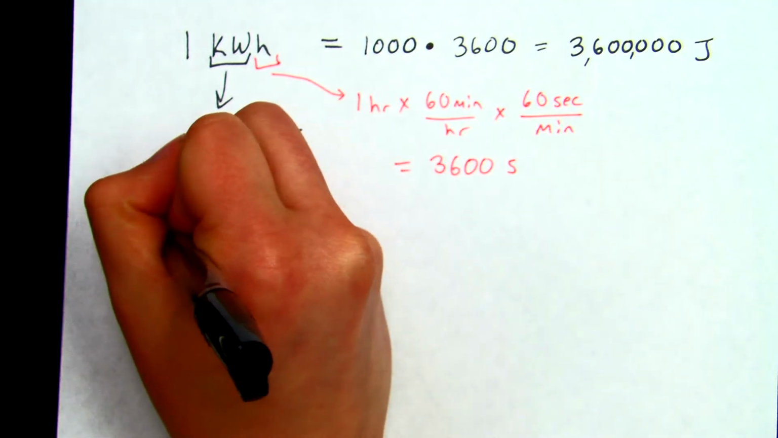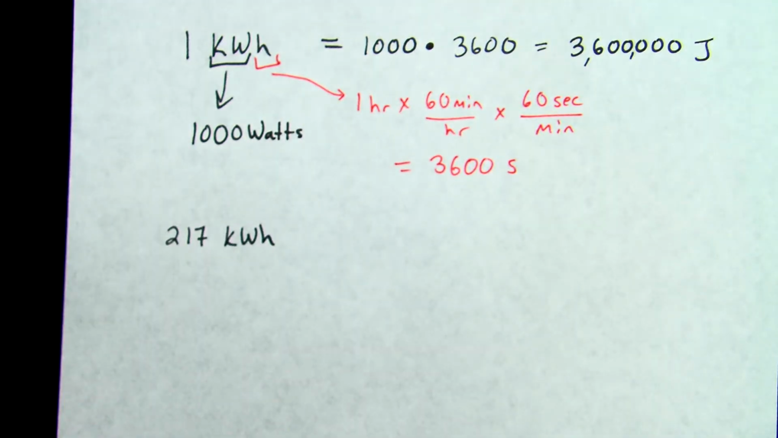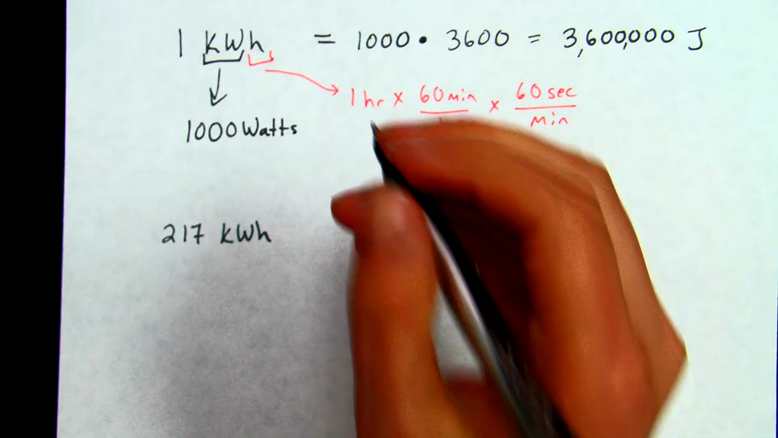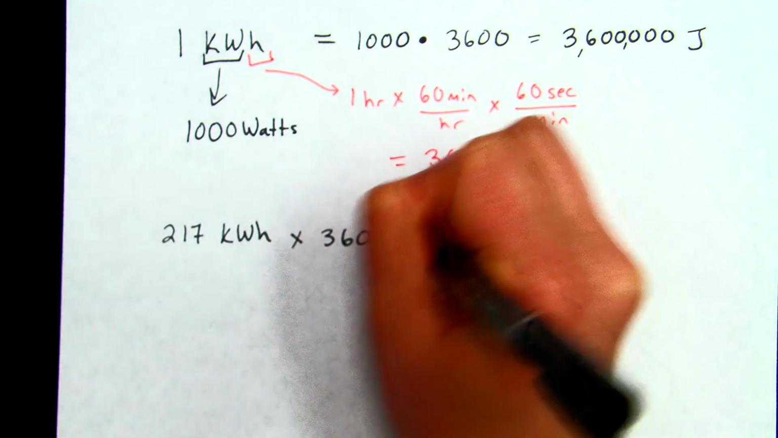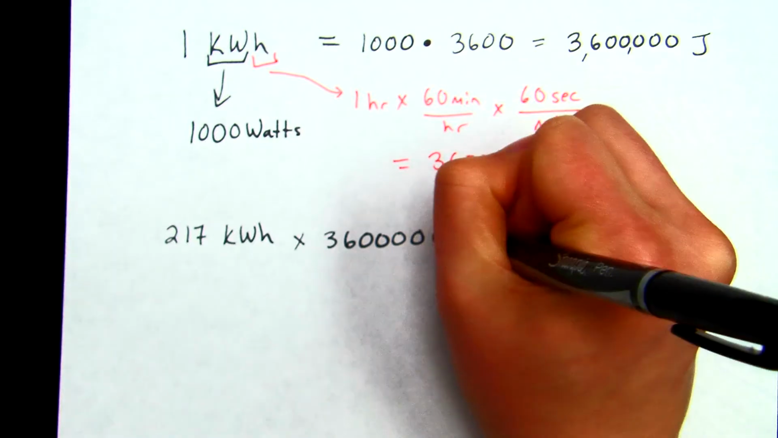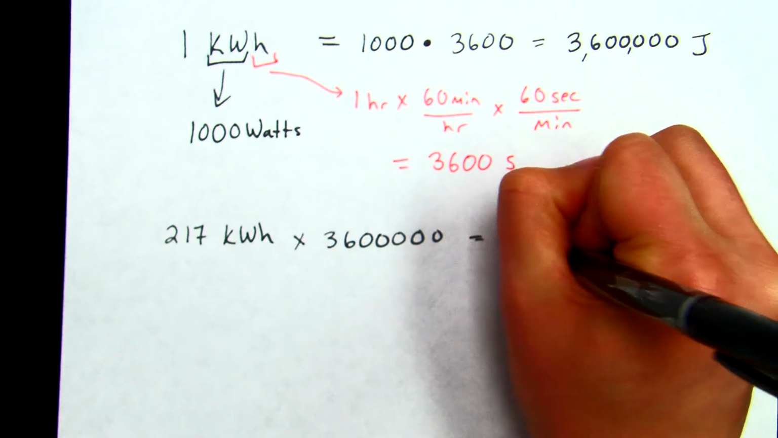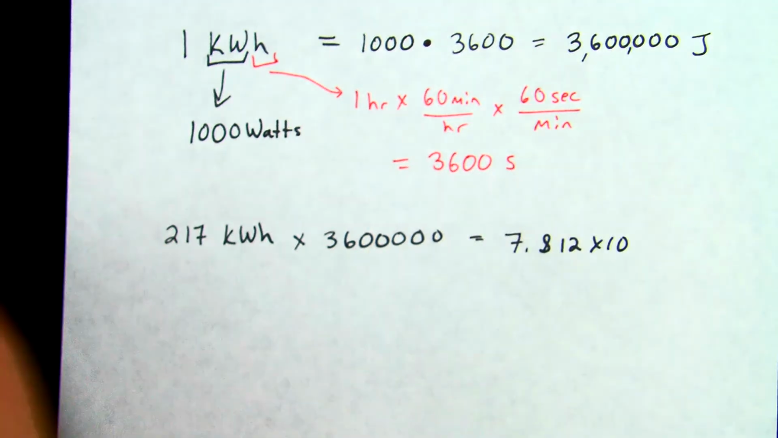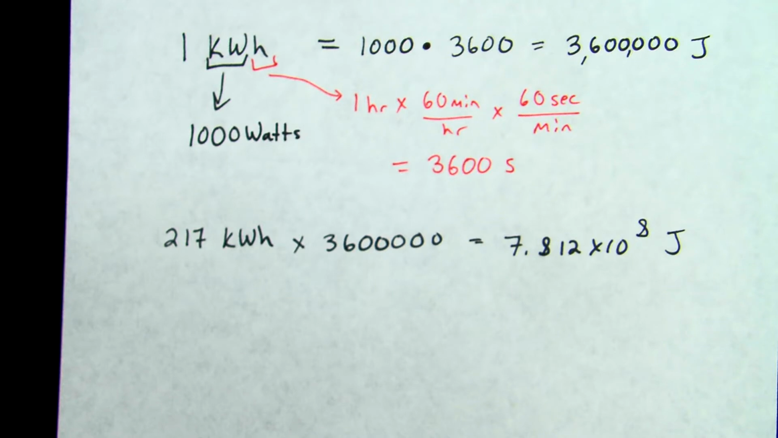So, for example, if your standard household bill says that you use 217 kilowatt hours, which is quite a lot of energy for 1 month, but I have seen electricity bills that high, this would mean we would multiply that by 3.6 million joules of energy, to get 7.812 times 10 to the 8th joules of energy.